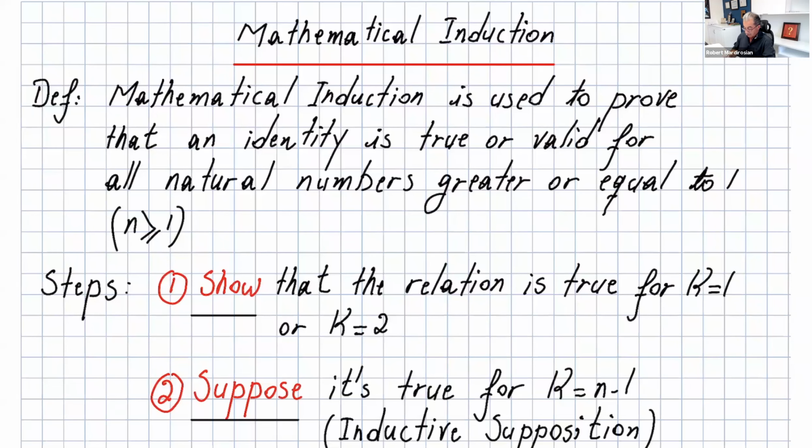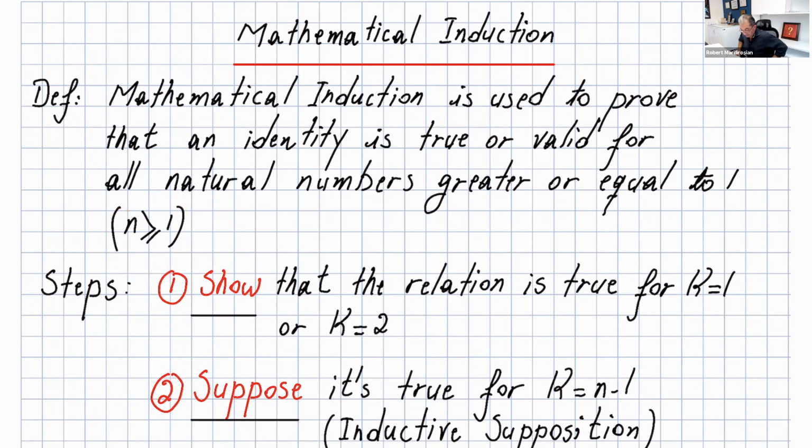Welcome everyone. In this video, I want to go over mathematical induction. So let's go over the definition first. Mathematical induction is used to prove that an identity is valid for all natural numbers greater than or equal to 1, or n is greater than or equal to 1.